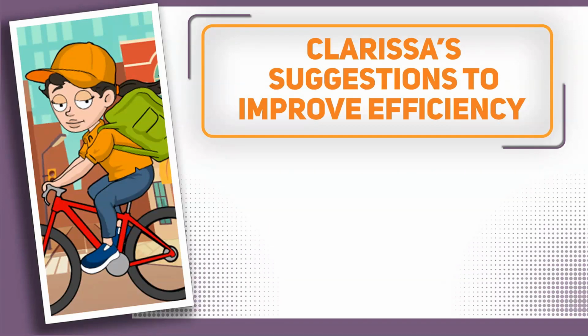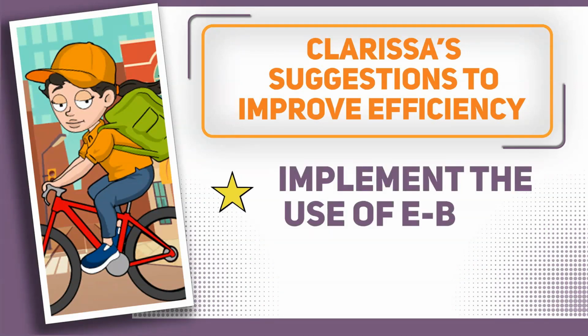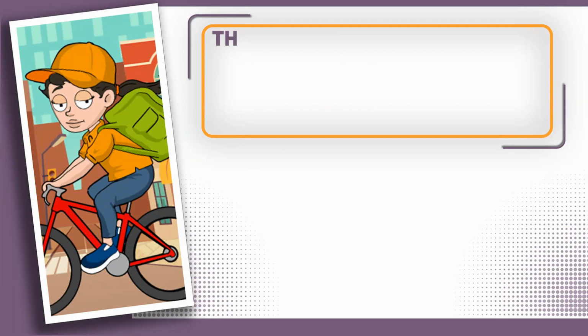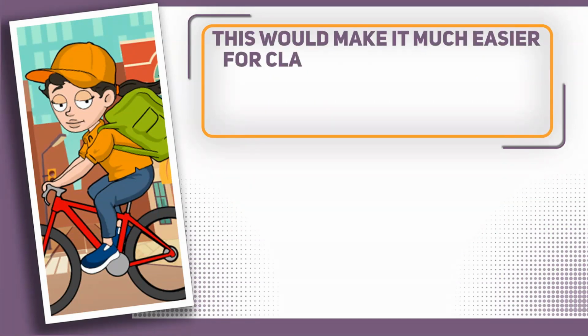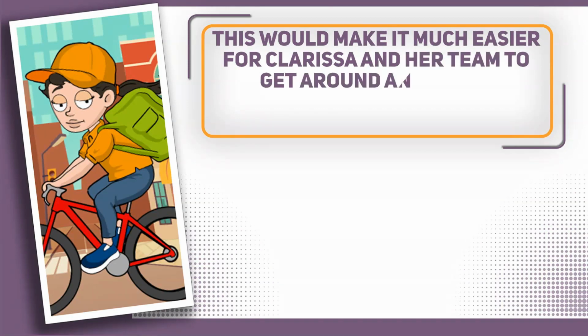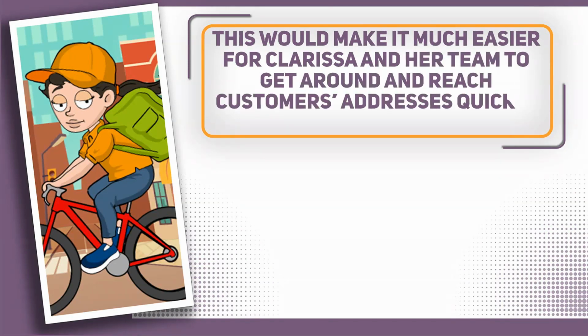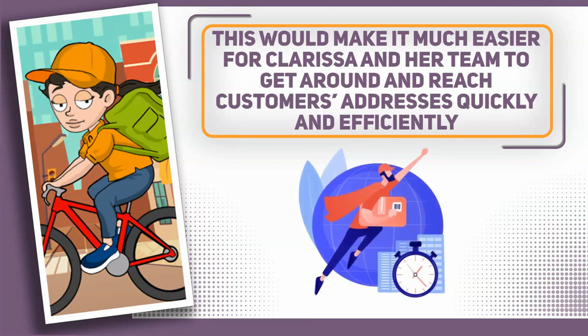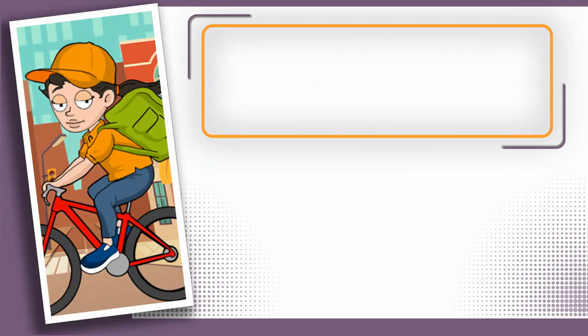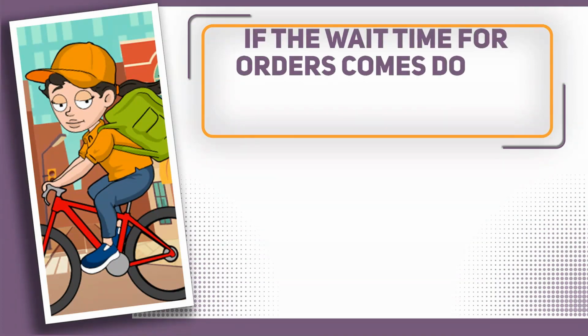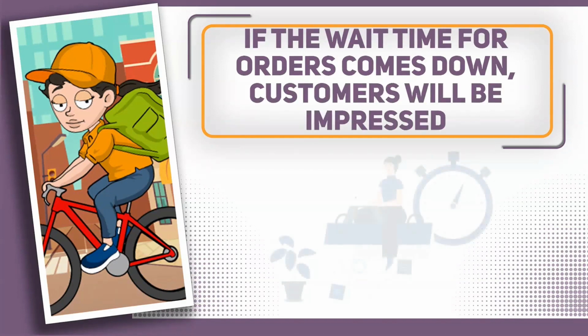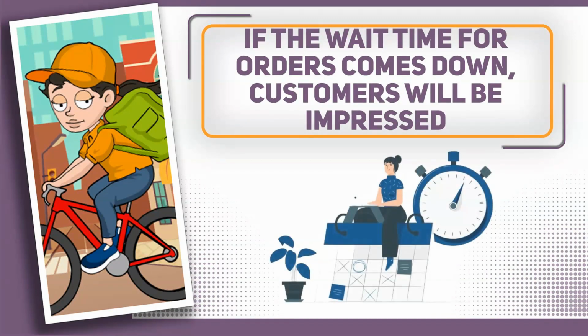Finally, Clarissa tells Johnny that a lot of the local delivery people are now using e-bikes. You know, bikes powered by electricity, to make their deliveries much quicker. There are several very hilly areas in the city, and this would make it much easier for Clarissa and her team to get around and reach customers' addresses quickly and more efficiently. Clarissa feels that if the wait time for orders comes down, customers will be impressed and much more likely to order from Funky Foodies again.